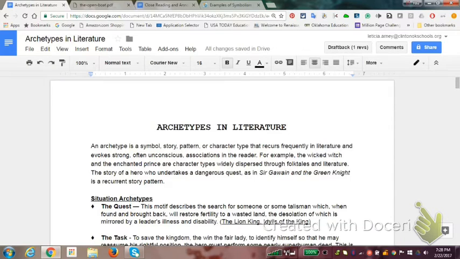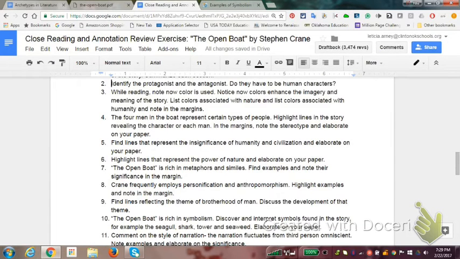So I want you to think about that whenever you're looking at this close reading and annotation, and you're going to highlight the lines in the story that reveal the character of each man, and in the margins note the stereotype and elaborate on them on your paper. All right, so I want you to go look for anything dealing with these 4 men and what they're like. And then you can stop there and you can submit 2, 3, and 4 to me so that I can take a look at it and help you guide it, and then you'll be able to go on. And hopefully this will get us through to at least Friday, if not all the way to Monday, which would be kind of cool.